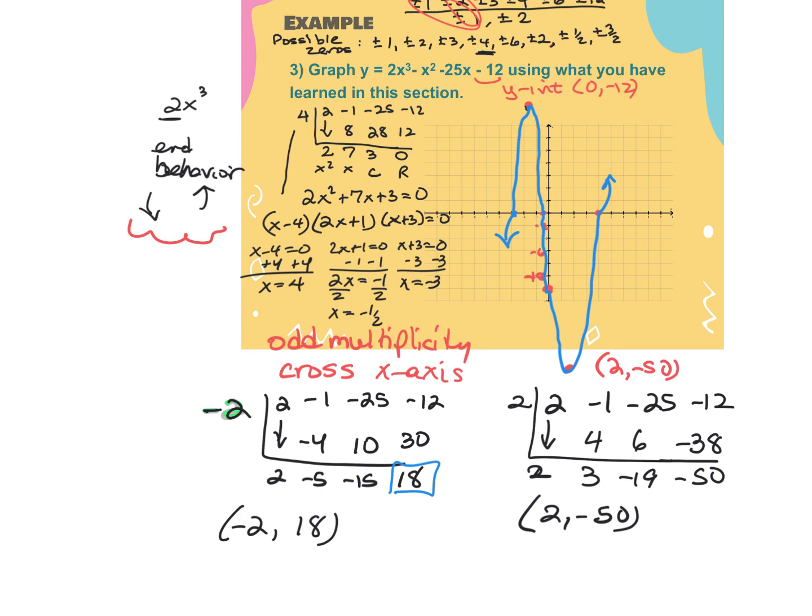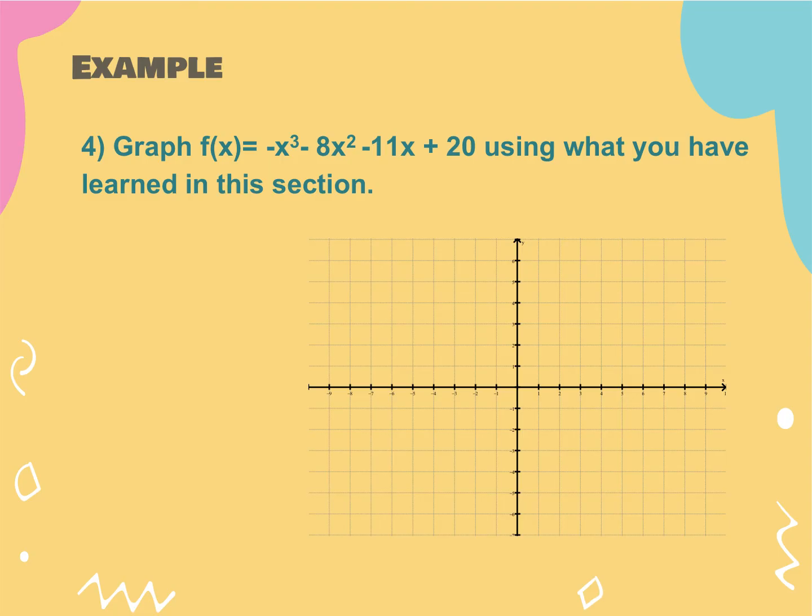So again, as we can see, if we go back to the Desmos graph, let's try another example. And again, we can see the end behavior here is a -x cubed. So this one's going to rise left and fall to the right.